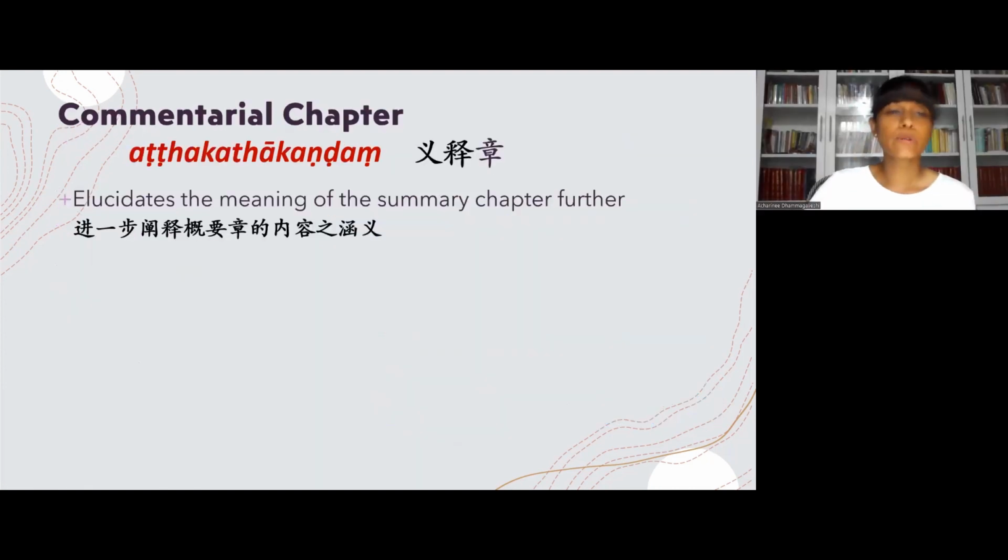And next, we will also be describing these Mātikā according to the Aṭṭhakatha kandaṃ, the commentarial chapter. So here what is done is that it elucidates the meaning, or elaborates further on the meaning of the summary chapter.